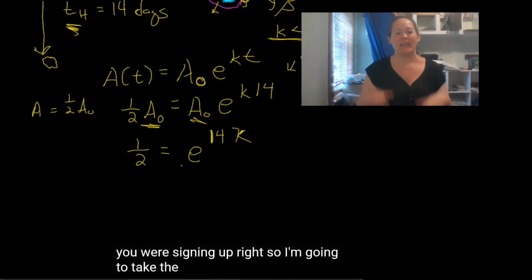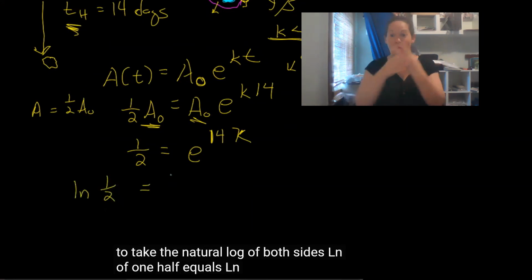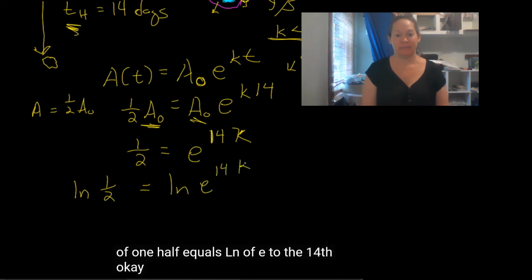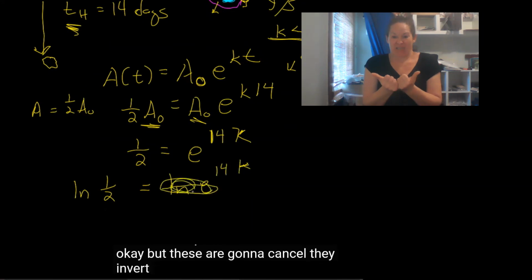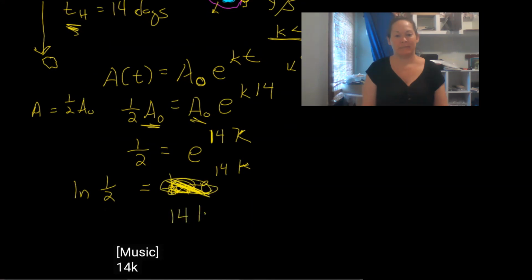Alright, so I'm going to take the natural log of both sides. ln of 1/2 equals ln of e to the 14 times k. But these are going to cancel. They invert each other. Go away! 14k.